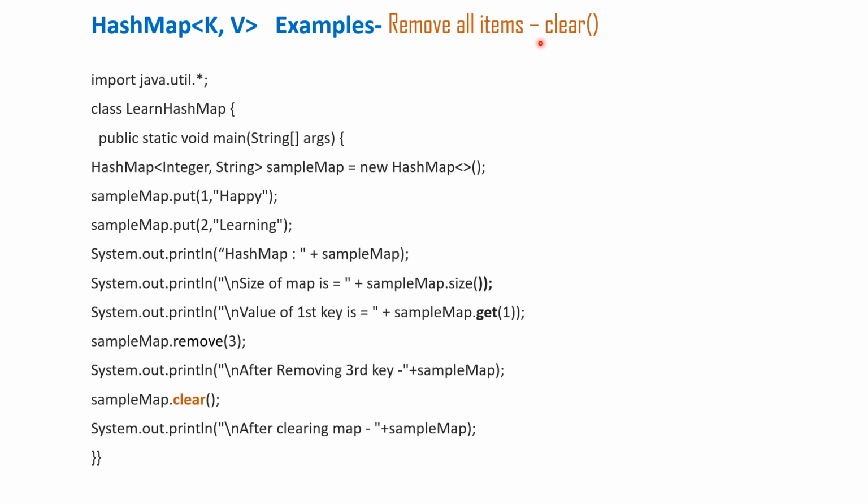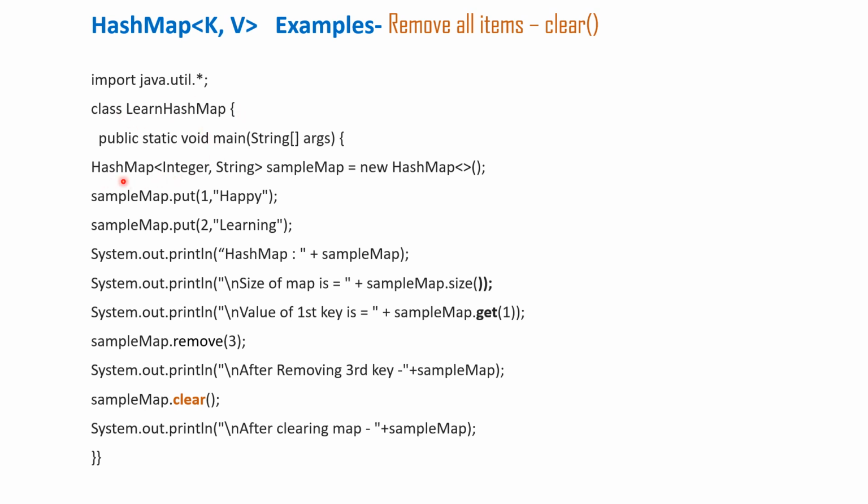Remove means removing one entry, whatever entry you want to remove from the map. If you want to clear all the data entries, all the items in your hash map, then it provides the clear method. So let's see it in the code base.